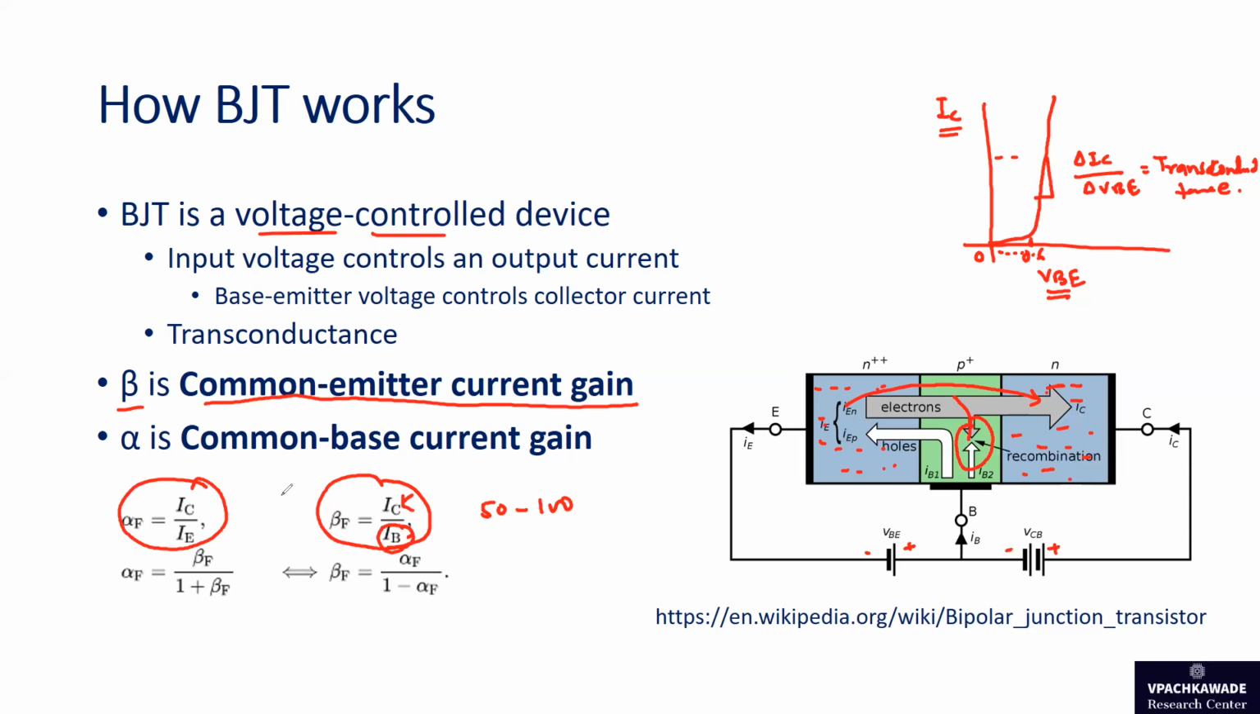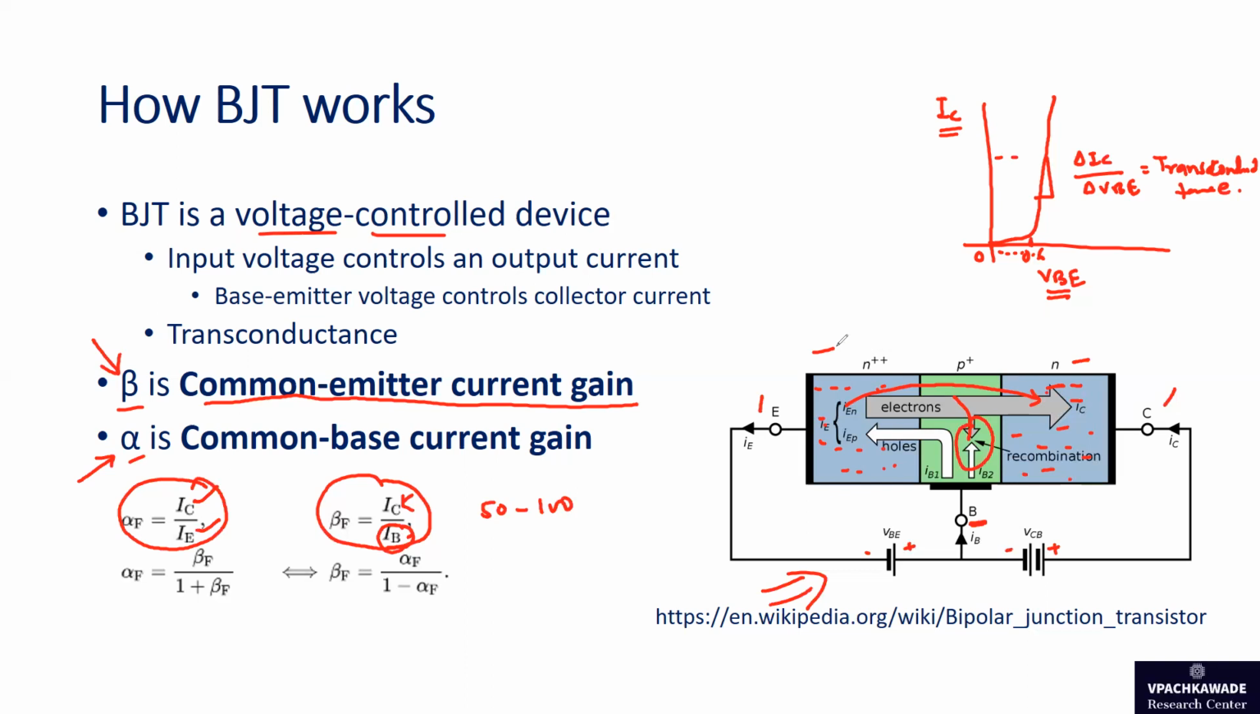Another parameter is called alpha, which is called the common base current gain. The configuration that we are seeing here is called the common base configuration. Why? Because the base is common to the emitter and the collector. In the common emitter configuration, we calculate the current gain beta. In the common base configuration, we calculate the current gain, but that is alpha. Alpha is the ratio of IC over IE. It says how much is the collector current and how much is your emitter current.